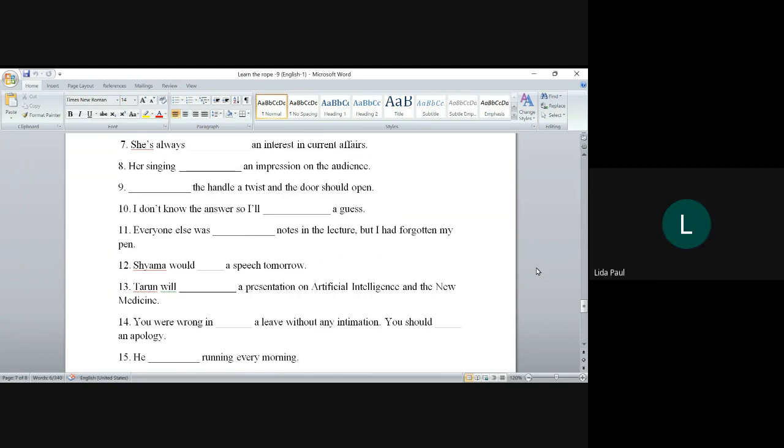Make. Again, here you can have a tendency to say "give the presentation," but the answer is "make a presentation." Anything related to that kind of performance, like a presentation or speech, or any related terminology, would take the word make. So Tarun will make a presentation on artificial intelligence and the new medicine.